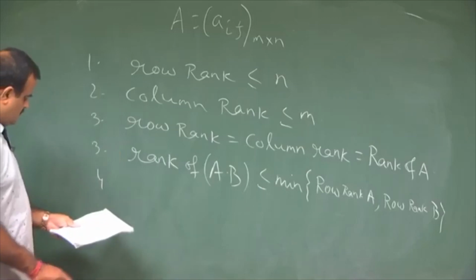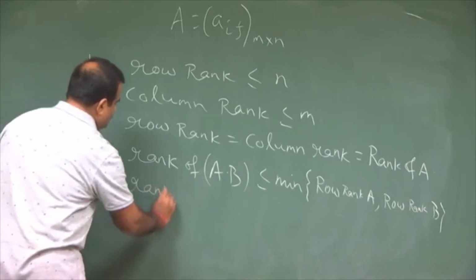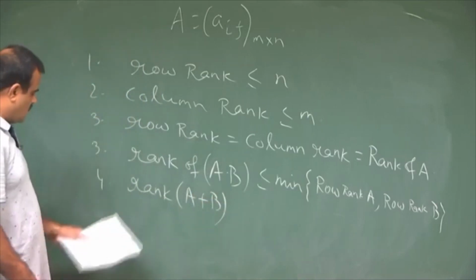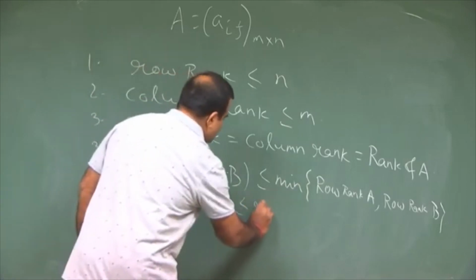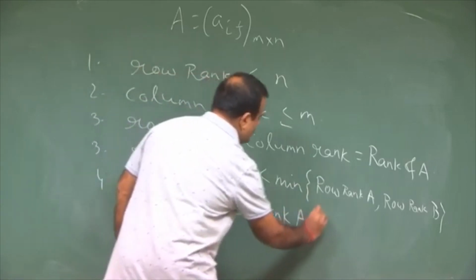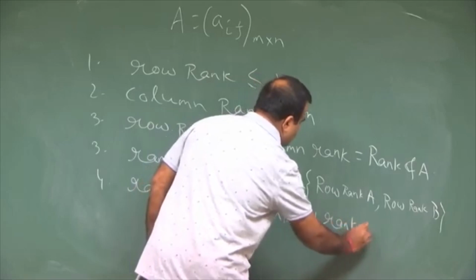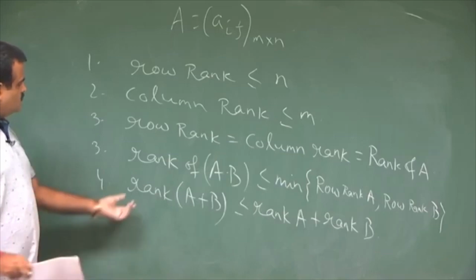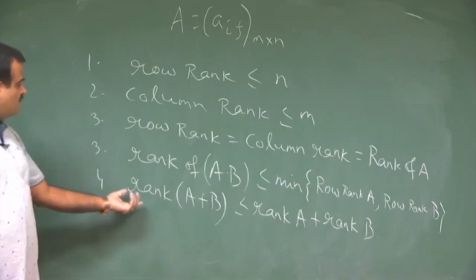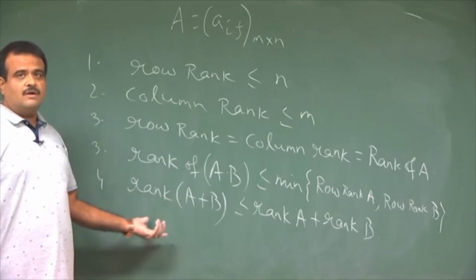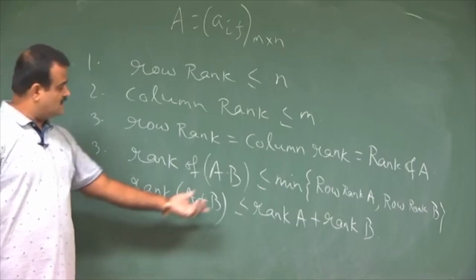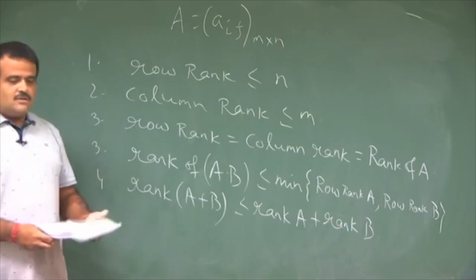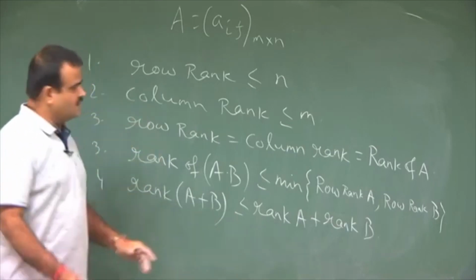And the last theorem is that the rank of A plus B, which we can also prove using row rank or column rank, is less than or equal to the rank of A plus the rank of B. We will prove this using the row rank or column rank. The rank of this is nothing but the row rank of this. So, the row rank of this is less than or equal to the row rank of A plus the row rank of B. This proof will be given in the lecture note.